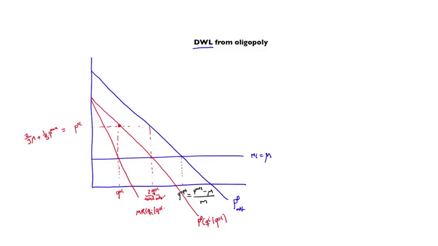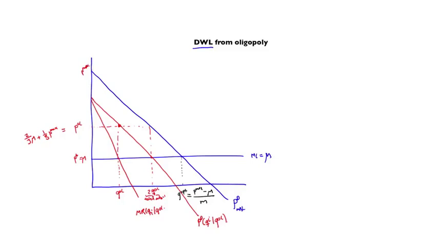Notice something interesting. In a competitive equilibrium, the price would have been P star equals mu. Here the price is shifted a little bit towards this value, P max, and so it's therefore higher than would have been in a competitive equilibrium.